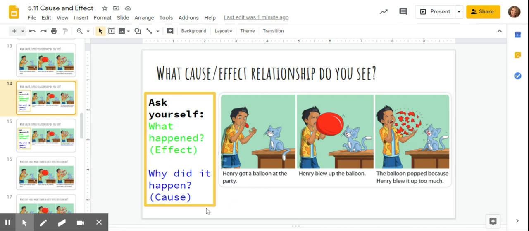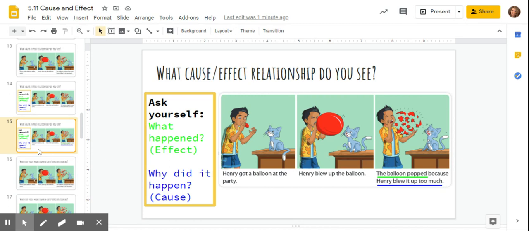Well, now I ask myself, why did that happen? Why did the balloon pop? If I keep reading, it says Henry blew it up too much. Well, that sounds like my cause. It popped because he blew it up too much, right? So you should have identified the effect as the balloon popped and the cause as Henry blew it up too much.